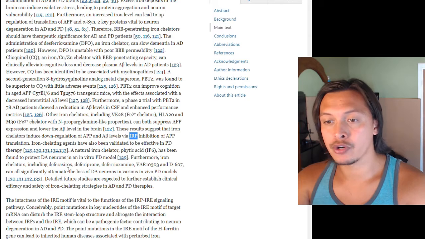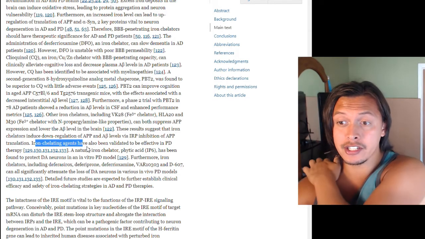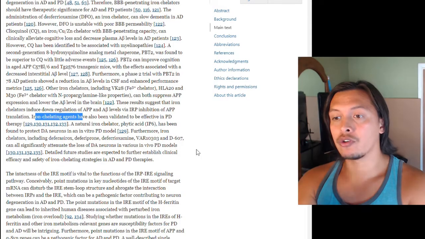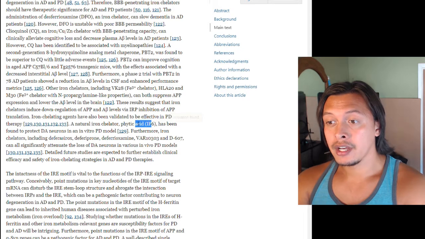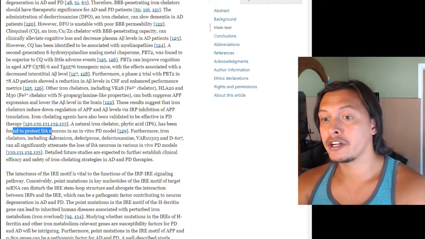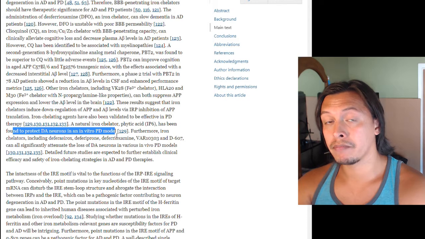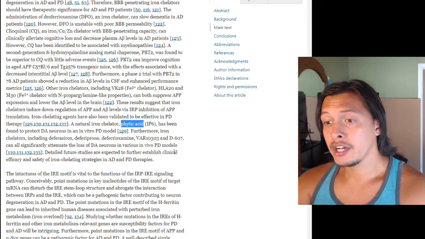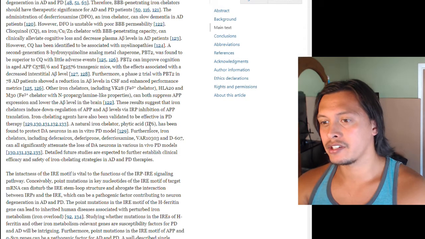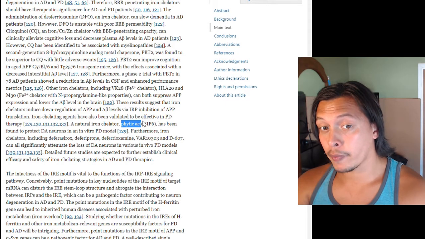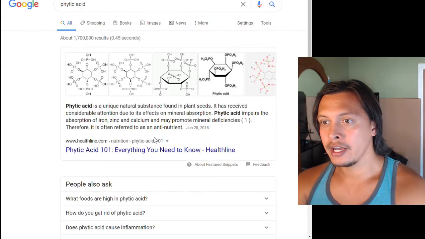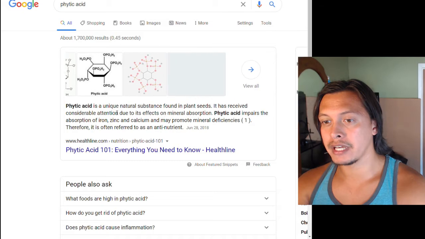So iron chelating agents have also been validated to be effective in Parkinson's disease therapy. A natural iron chelator, phytic acid, has been found to protect dopaminergic neurons in an in vitro Parkinson's disease model. So phytic acid, you might have heard about this a lot. I believe it's inositol with 6 phosphate groups on it, but this has frequently been talked about as being an anti-nutrient. It prevents nutrients from being absorbed properly.